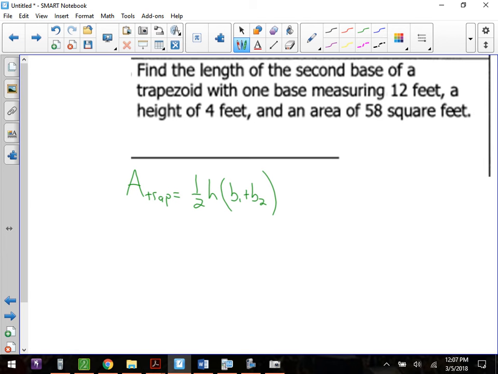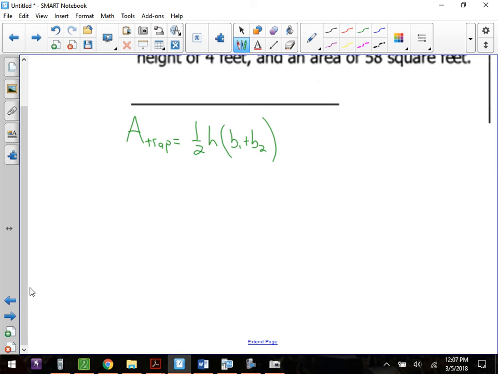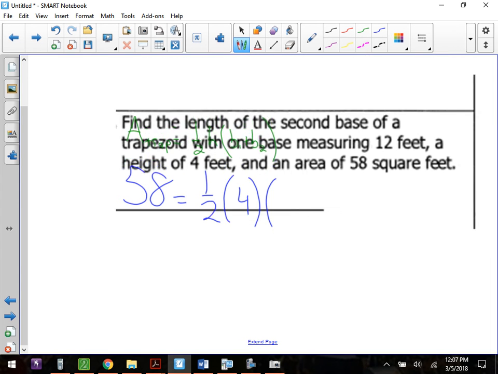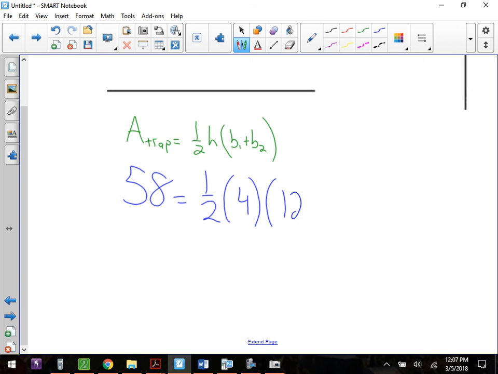Fill in the blanks. I gotta stop using the screen. It doesn't show up as clearly as I thought. So the area was what, 58? The height was 4. And the one base was, I forgot. 12. Thank you. Solve for the base. What do you have to do? Well, what's half of 4? 2.